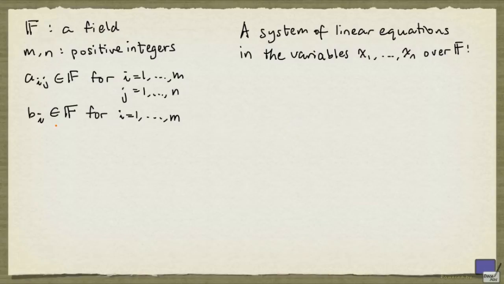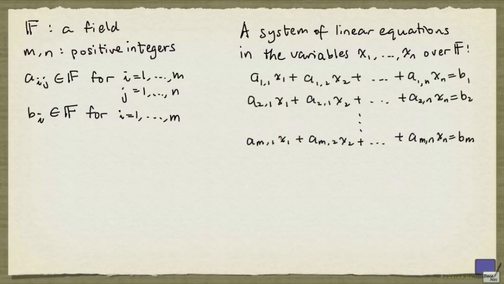A system of linear equations in the variables x1 to xn defined over the field F is as follows. So we have m linear equations that have to be simultaneously satisfied. And to solve a system of equations that look like this is to find values from F to assign to x1 up to xn so that the left-hand sides are equal to the right-hand sides.